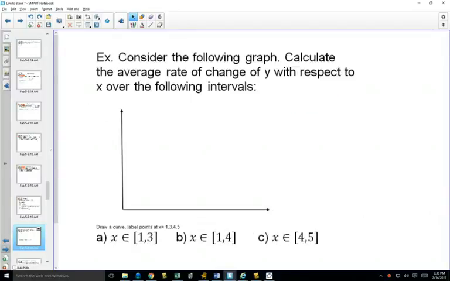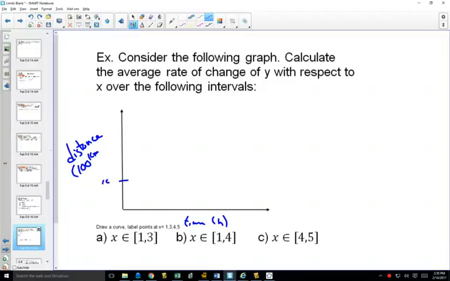So we're going to make up a little story. We're going to put time along our x-axis, time in hours. We'll do distance on our y-axis. Every one here will be 100 kilometers, so this will be 100, 200, 300. And maybe this is distance from Winnipeg or something like that.